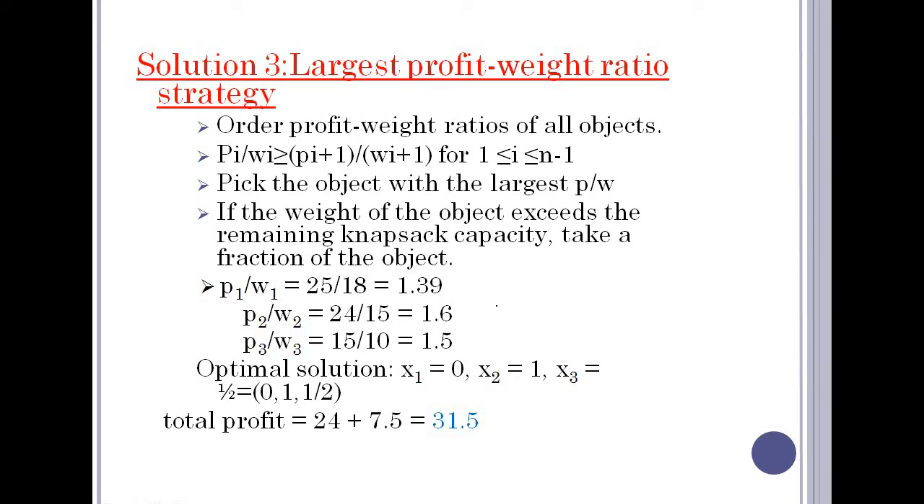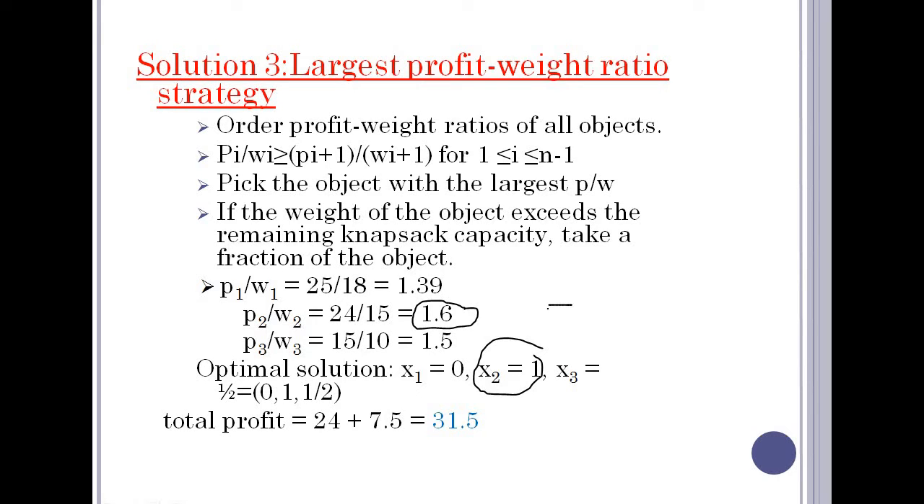Now we arrange them in descending order of the profit to weight ratio. The atom with 1.6 has the highest profit weight ratio, so I will select that atom first. Therefore x2 is equal to 1, and its weight is 15. So I can put that into the knapsack. I will put x2 equal to 1 into the knapsack.